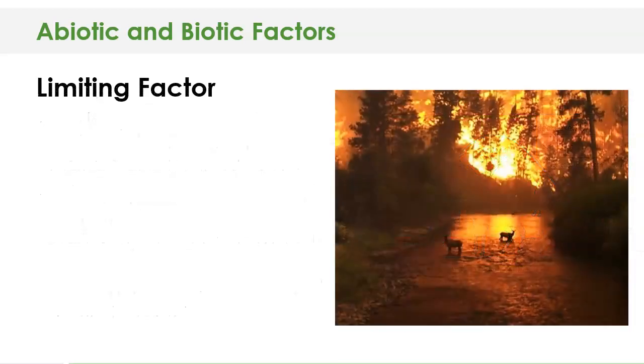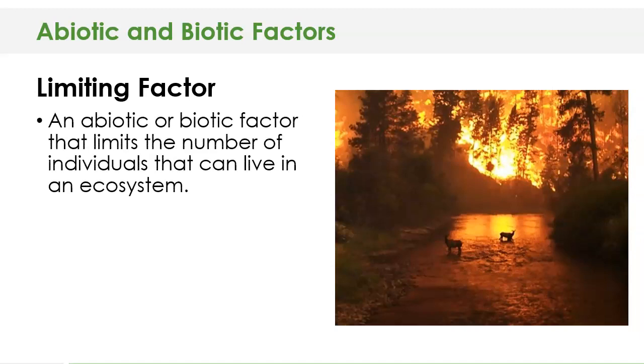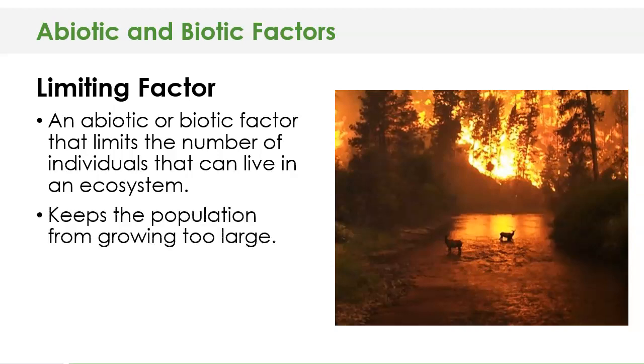We have here a picture of a forest fire. Yes, it could kind of look like a sunset, but I think it is actually a forest fire raging back there in the background, which could be considered an abiotic factor, and it's an abiotic factor that in this case is going to limit the number of organisms that are able to survive in that particular ecosystem. So a limiting factor, its definition, is an abiotic or biotic factor that limits the number of individuals that can live in an ecosystem. It keeps populations from becoming too large.